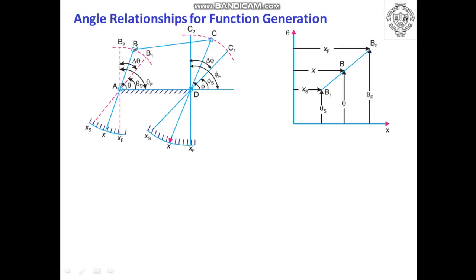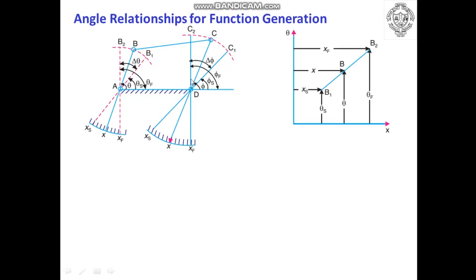So this link AB is considered to be the precision point. In this particular diagram, there is only one precision point, and it can be considered to be inclined at angle theta. Similarly, for the output crank also, you can find the starting position of the output crank as DC1, which is inclined at phi s.